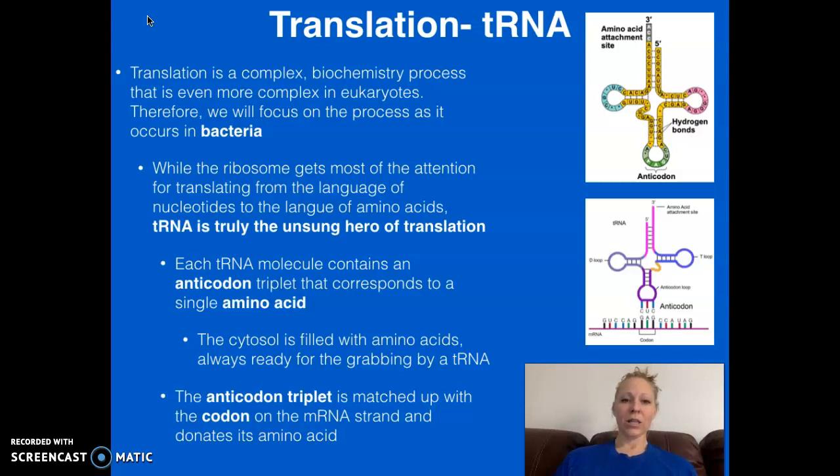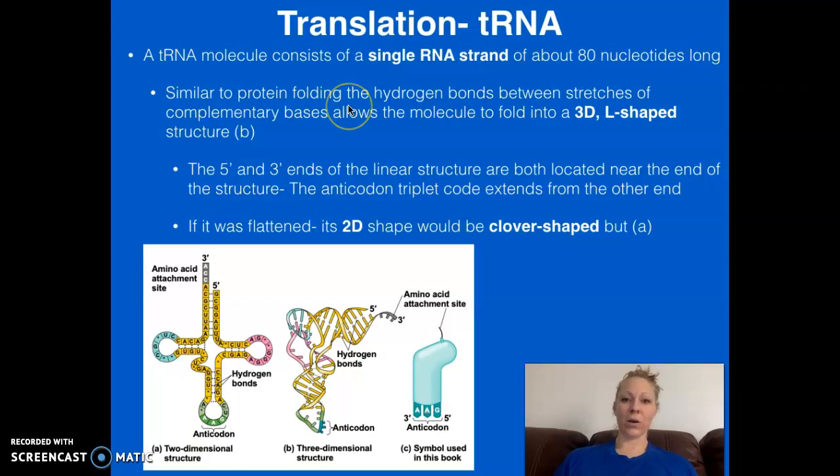So let's get started. The kind of unsung hero of tRNA is the anticodon. We talk about the ribosome being the place where protein synthesis happens, but really what's doing the actual translating in this process is the tRNA. If we look at the molecule here, we'll see that there is an attachment site for the amino acid, and the anticodon is at the bottom. This is the actual translation happening here. This is what's translating between the language of nucleotides to the language of amino acids. It's this right here.